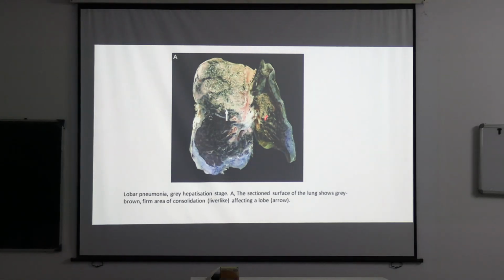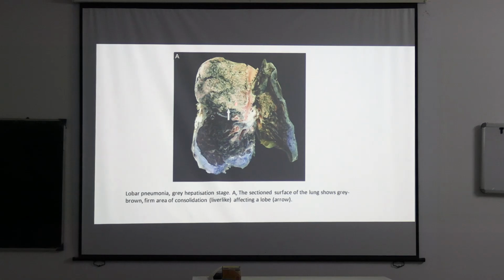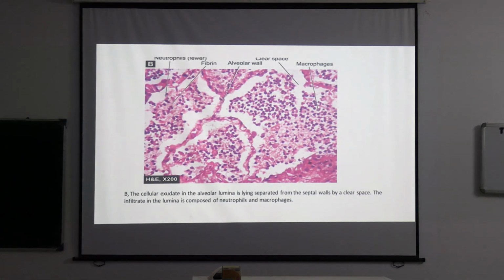This is the gross picture of lobar pneumonia, gray hepatization. Here you can see the neutrophils, fibrin strands, these are fibrin, these are the alveolar wall, and these are macrophages.